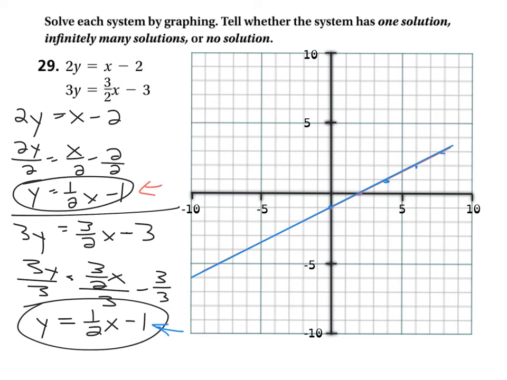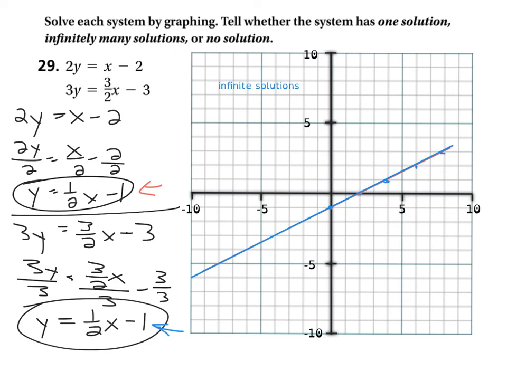Meaning how many solutions are there? They intersect at every point. There's an infinite number of places that they intersect. So we could say infinite solutions. We're done.